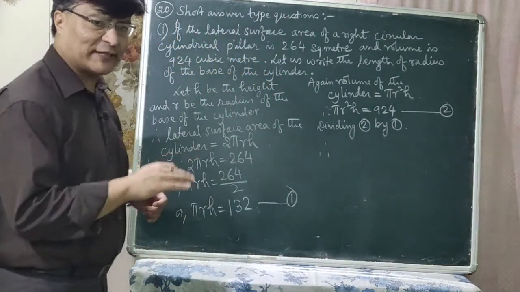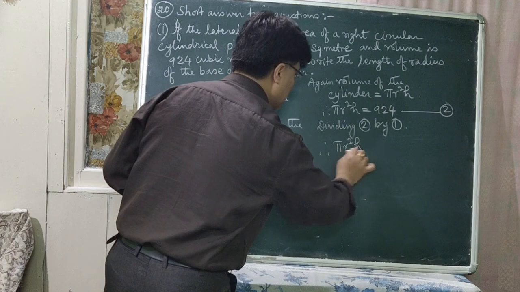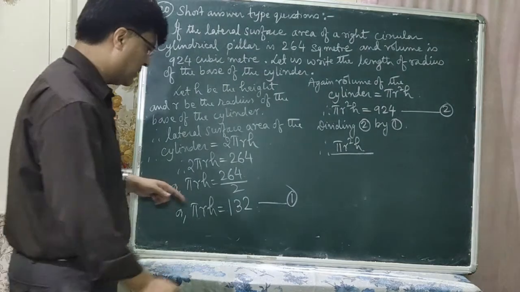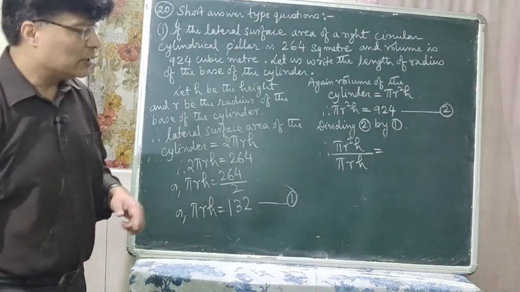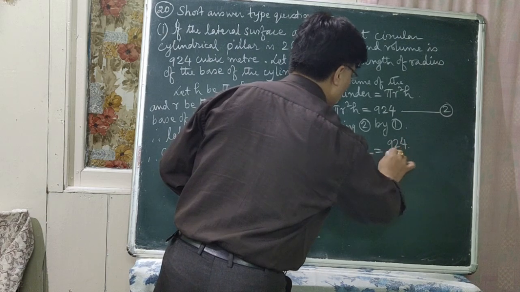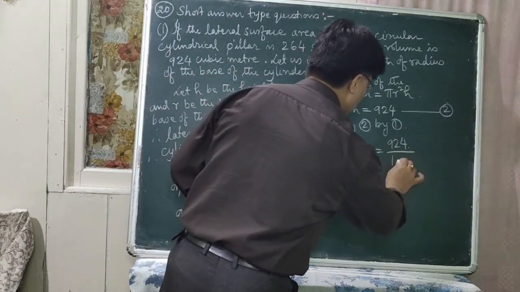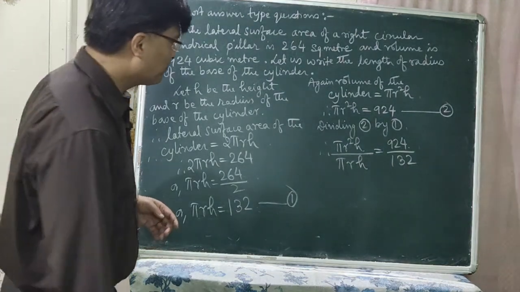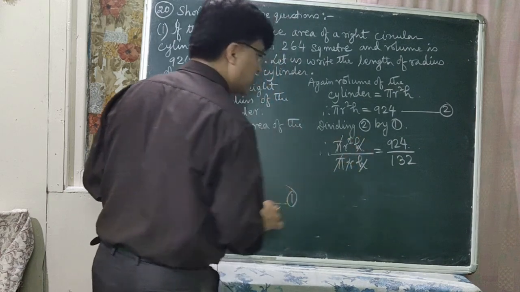Let us write down left hand side of number 2 in the numerator, that is pi r square h, divided by, now let us write down left hand side of number 1 in the denominator, that is pi r h, is equal to, now on the right hand side you have to write down right hand side of number 2 in the numerator, that is your 924, divided by 132 in the denominator. So I think you have understood it. Here you can cancel. The h gets canceled, pi gets canceled, r and square gets canceled.